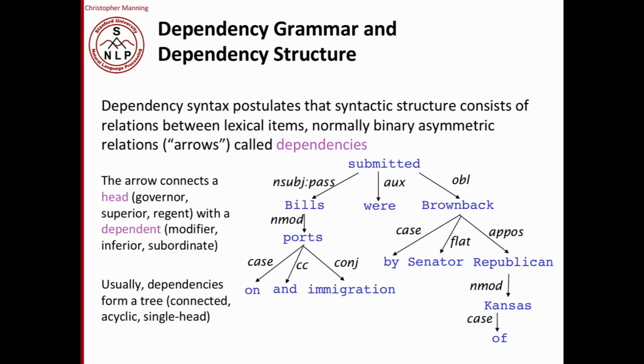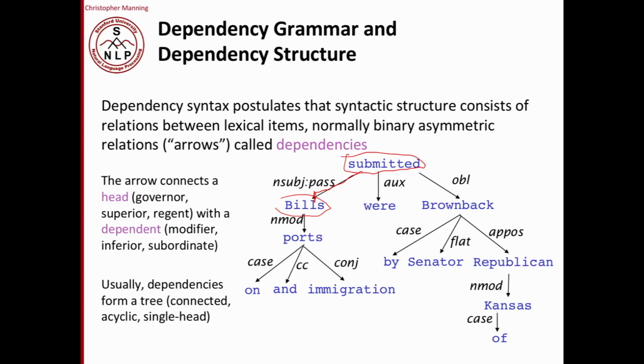Okay, so formally, when we have this kind of dependency grammar, we're drawing these arrows and we refer to the thing at this end as the head of a dependency and the thing at this end as the dependent of the dependency. And as in these examples, our normal expectation, and what our parsers are going to do, is that dependencies form a tree. So it's a connected, acyclic, single-rooted graph at the end of the day.